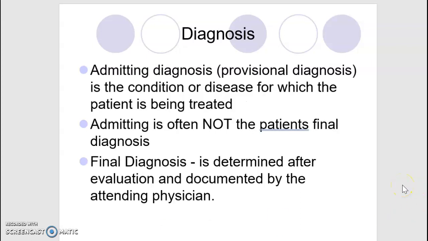Admitting diagnosis, or provisional diagnosis, is the condition or the disease for which the patient is being treated. Keep in mind, admitting is not often the patient's final diagnosis. Your final diagnosis is determined after evaluation and documented by the attending physician. So let's say they come in and get admitted for chest pain. After evaluation and tests are run, they figure out the patient is having a myocardial infarction.